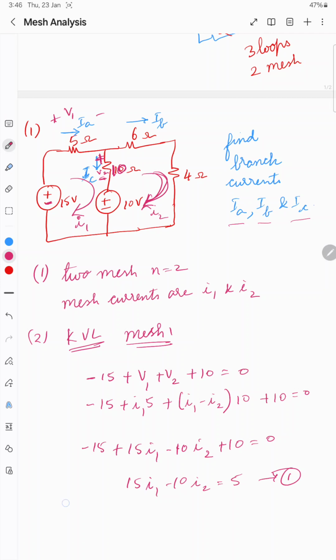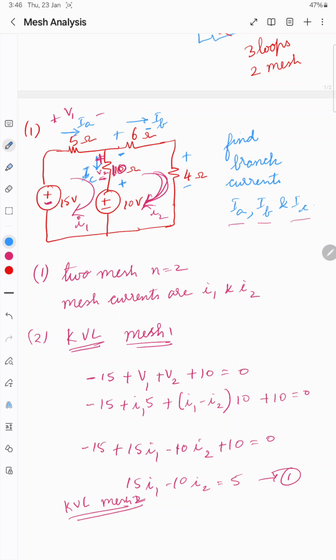Now similarly, apply Kirchhoff's voltage law for mesh 2. For mesh 2, we have to write with respect to the second mesh. In this case, I will write the voltages with plus and minus signs marked. This is the passive sign convention we will be following.